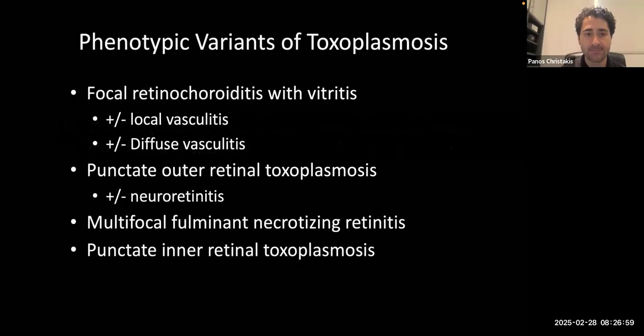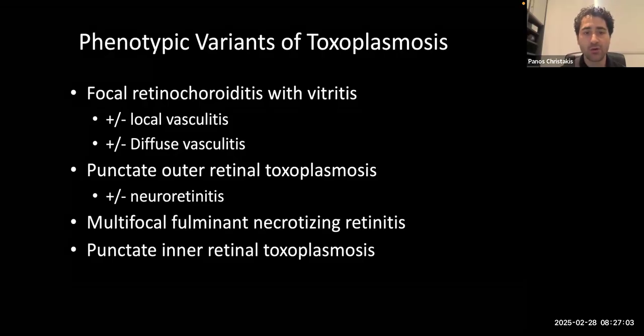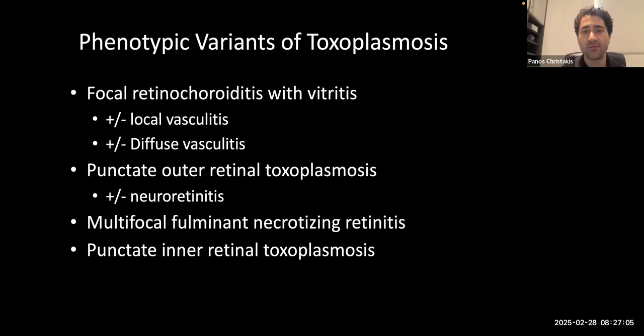Now, we went through the phenotypic presentations. Focal retinochoroiditis with vitritis is by far the most common. If you see that headlight in the fog appearance, you should treat it empirically for toxo. Drawing an IgG is great because if it comes back positive, you're still on the right track. If it comes back negative, then you're probably on the wrong track. So it's not a confirmatory test, but rather one that may direct you otherwise if it comes back negative. Not helpful if it comes back positive.